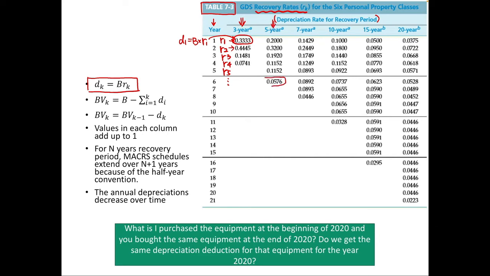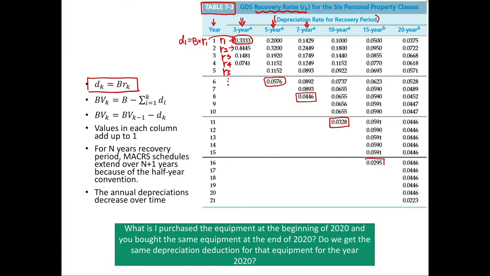So what happened to the 6th year? By the definition of a 5-year depreciation period, the asset can only be depreciated for 5 years. Then what happened to the 6th year? The same thing, under the 7-year column, you will have R8. So for every column, you will have one more R than the recovery period.